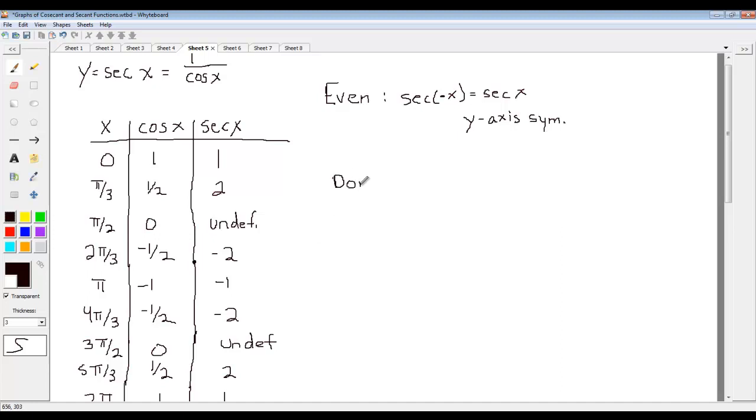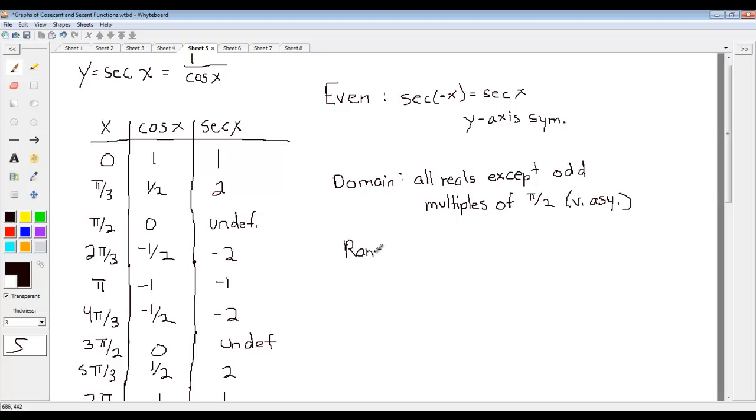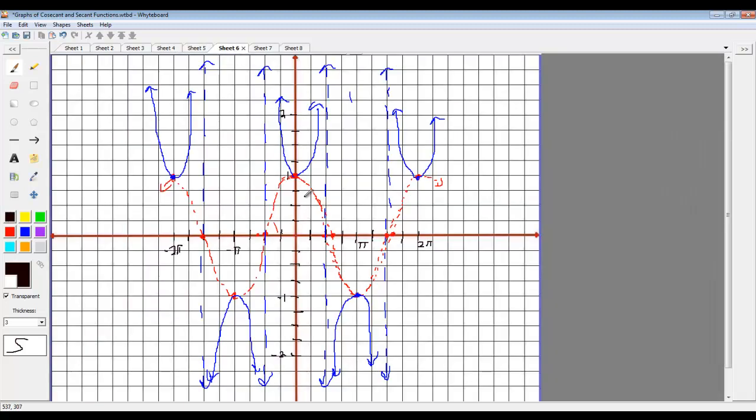Your domain, all reals except odd multiples of pi over 2. At those places you have your vertical asymptotes. And your range, just like cosecant, is negative infinity to negative 1, union 1 to infinity. And you can see that in the graph.